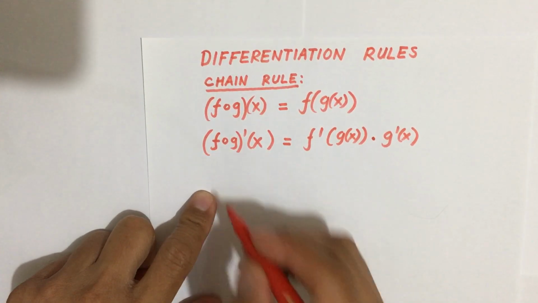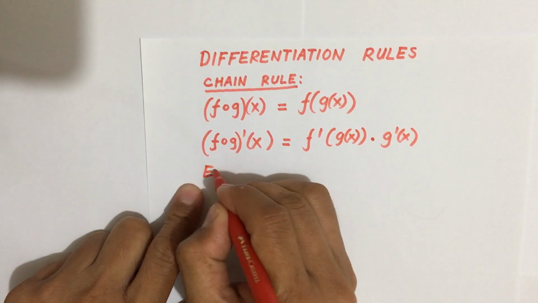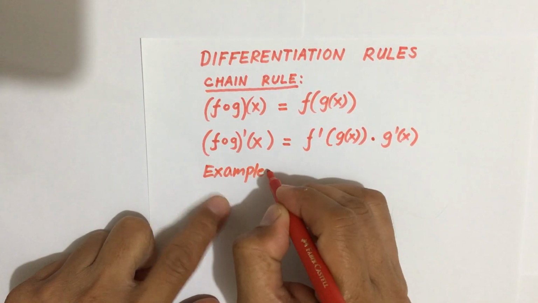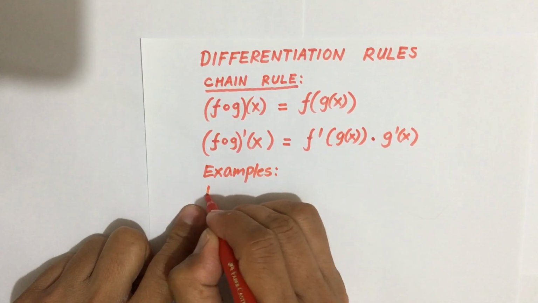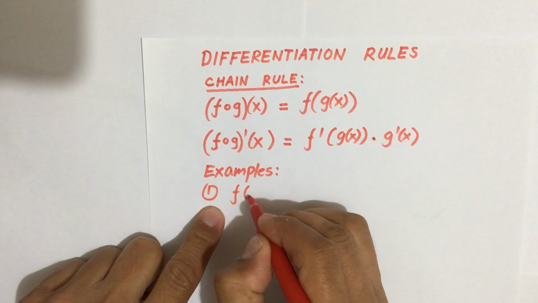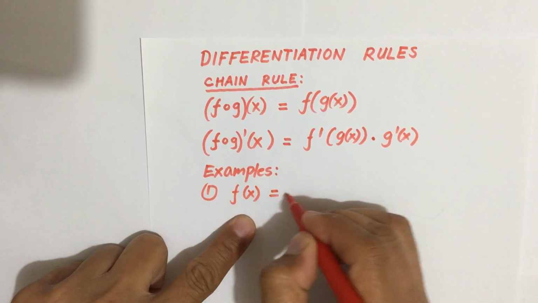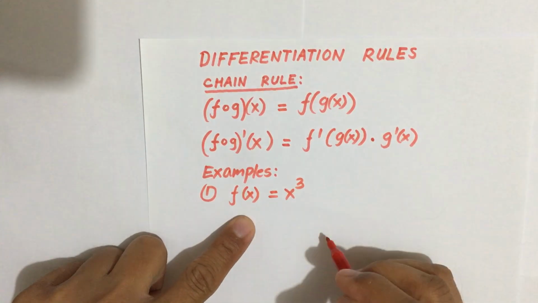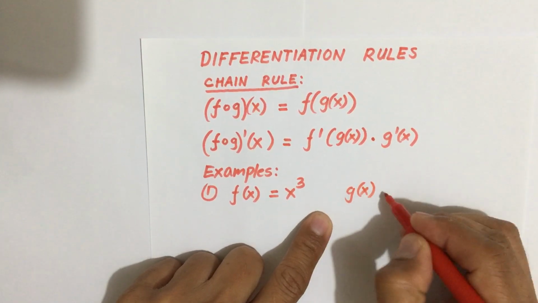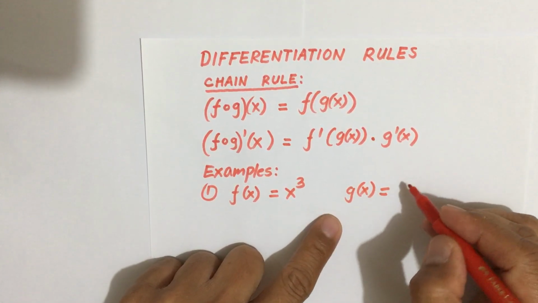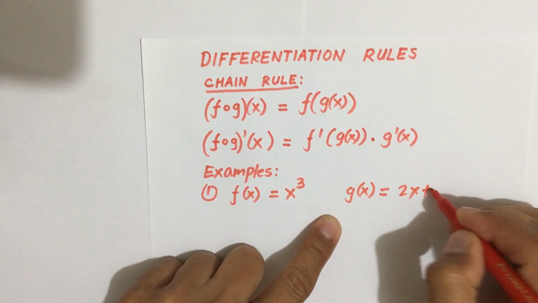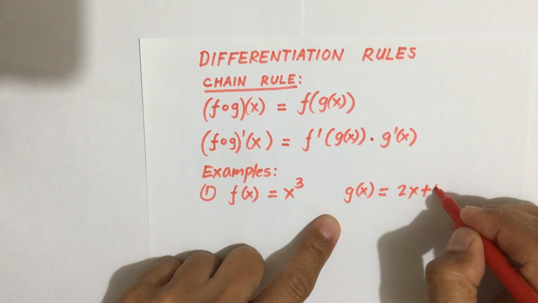So for example, if we are given, say, f(x) = x cubed, and our other function g(x) = 2x + 5.